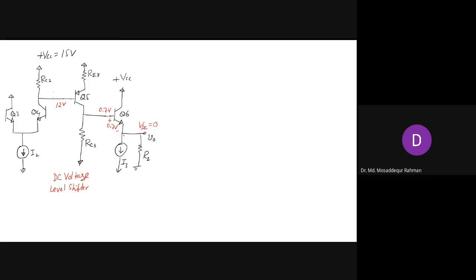Then the output will be 0 volt, right? If you have 0 here, then the output will be minus 0.7. That's not what we want. We want the output to be 0. And if the DC voltage at the output is 0, then the voltage here should be 0.7. So now our target is to make this voltage 0.7. Now, how do we achieve that?